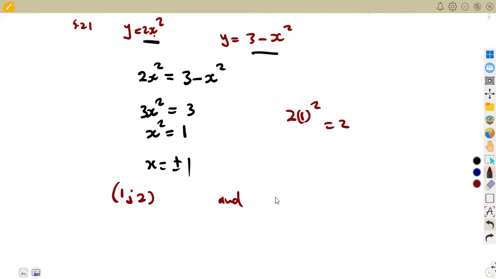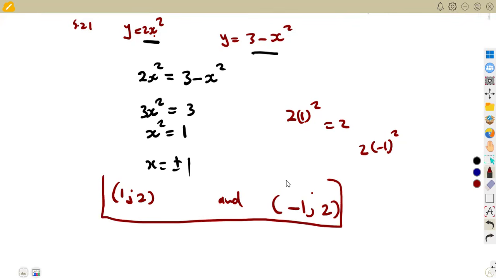And when x is equal to minus 1, I substitute again here. So it's going to be 2 times minus 1 squared, of which minus 1 squared is 1, times 2, which is 2. So this is going to give us minus 1, 2. And also there we've got 1, 2. So that is where our graphs are going to intersect. They are going to intersect at these 2 points.